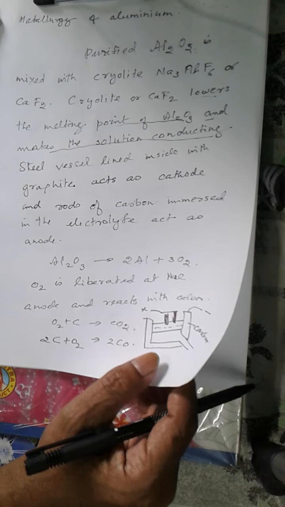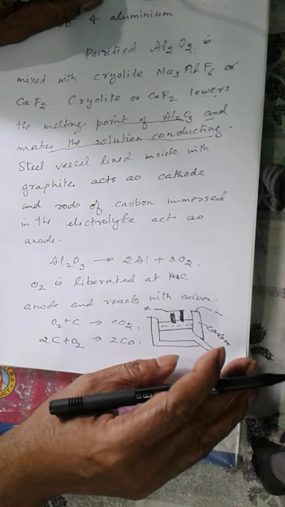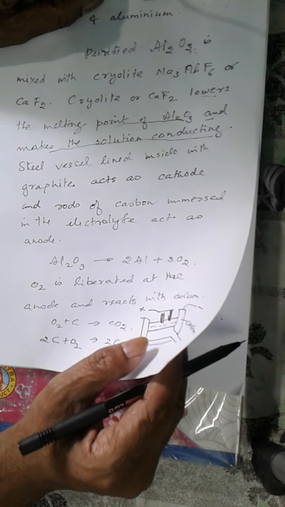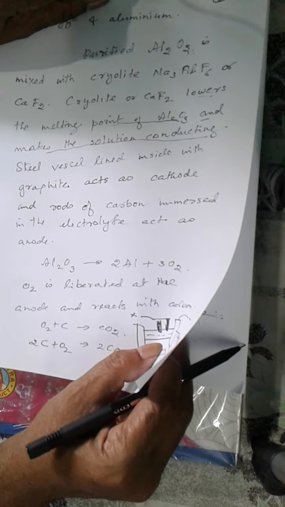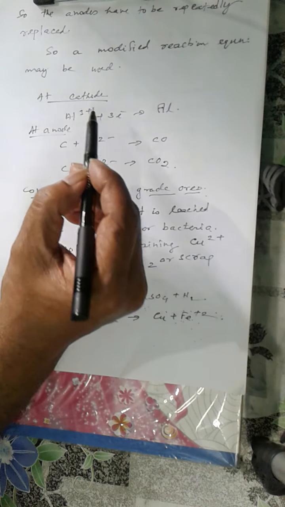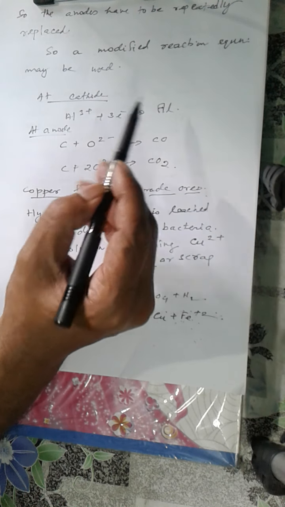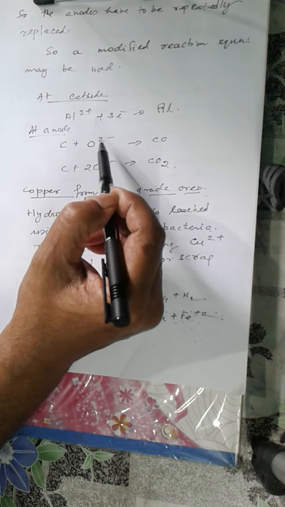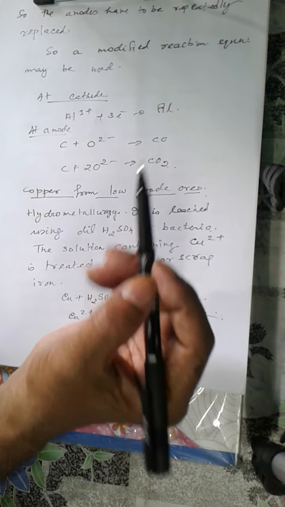Now the overall reaction is written as 2Al2O3 giving 4Al plus 3CO2, and the oxygen liberated at the anode will be removed as carbon monoxide and carbon dioxide. A detailed reaction may be written as: at the cathode, Al3+ plus 3 electrons giving Al; at the anode, C plus O2- giving CO, and C plus 2O2- giving CO2.